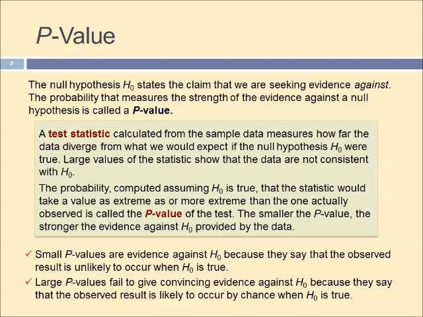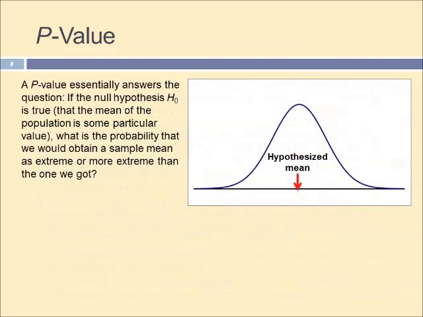So small values are evidence against H0 because they say that the observed result is unlikely to occur if H0 is true. Large p-values fail to give convincing evidence against H0 because they say that the observed result is likely to occur by chance when H0 is true. So a p-value essentially answers the question: if the null hypothesis is true, that the mean of a population is some particular value, what is the probability that we would obtain a sample mean as extreme or more extreme than the one we got?